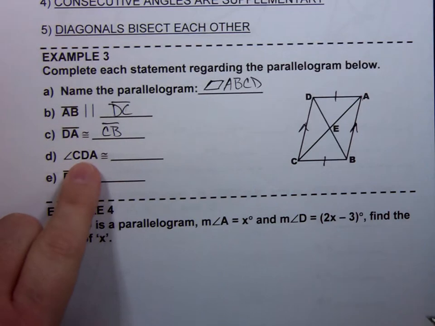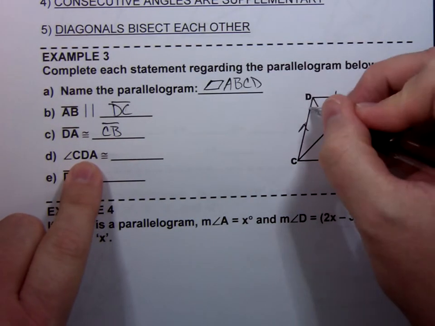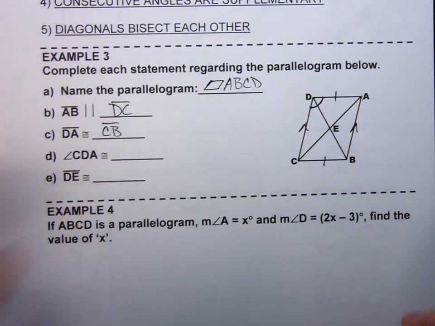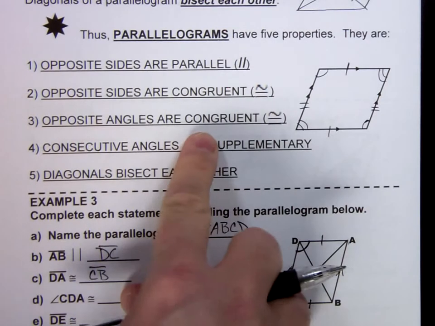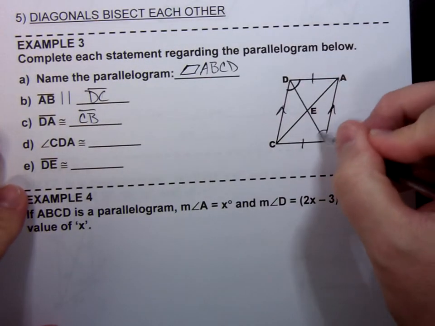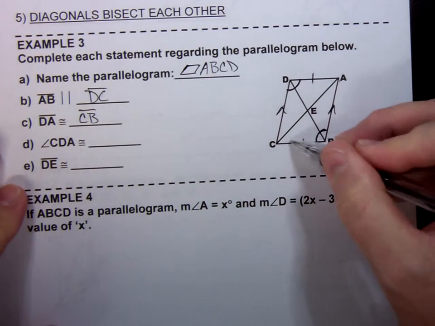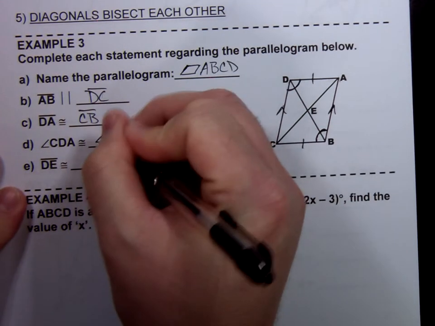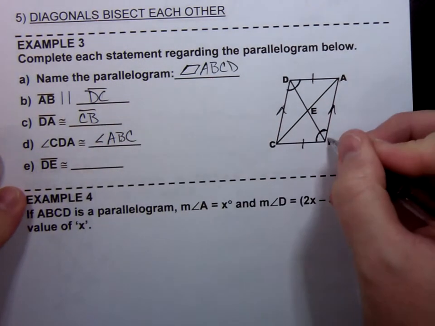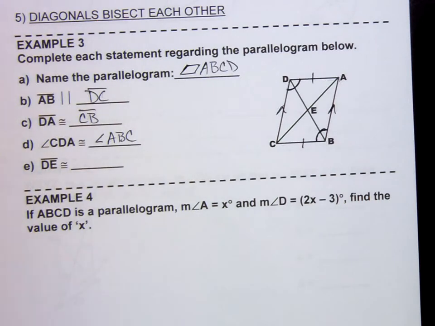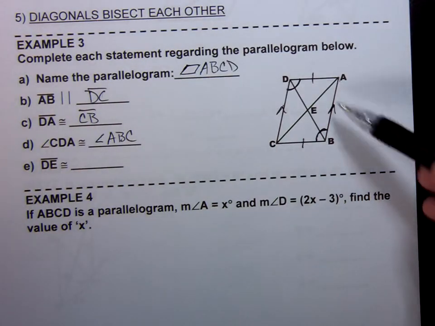Alright, angle CDA, this angle right here, is congruent to, well, remember, opposite angles are congruent. So the angle opposite this one is going to be congruent to it. So that would be this angle down here, which could be either named angle CBA or angle ABC. Does not matter which one. But make sure that B is the middle letter. And make sure you don't just call it angle B, because there's more than one angle at that point. If you just call it angle B, we won't know which one you're talking about. So we need to name it with 3 letters, either angle ABC or angle CBA.